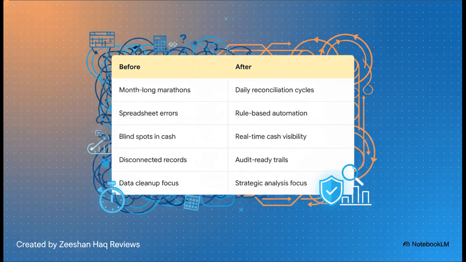You go from these month-long marathons to quick, daily cycles. You swap out spreadsheet errors for reliable, rule-based automation. You go from having blind spots in your cash position to having real-time visibility. But the most important one, your finance team goes from being buried in data cleanup to being freed up for real strategic analysis. That's the whole point.